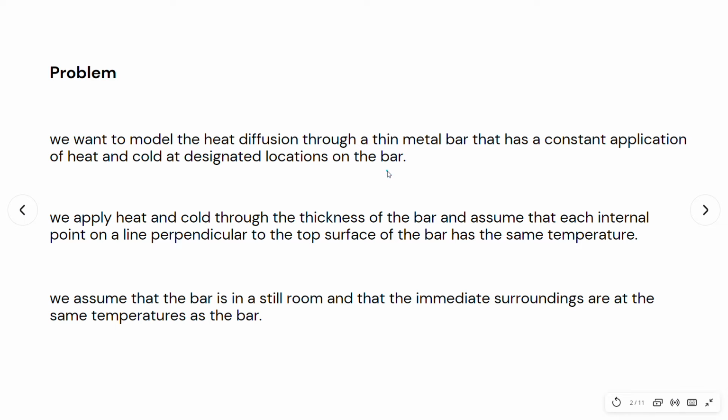Now we have applied this heat and cold through the thickness of the bar, and we have assumed that each internal point on the line perpendicular to the top surface of the bar has the same temperature. Also, we have assumed that the bar is in a steel room and that the immediate surroundings are at the same temperature as the bar. Though in the later phases of this simulation, we have considered different conditions on the surroundings to analyze this problem further. Next slide.